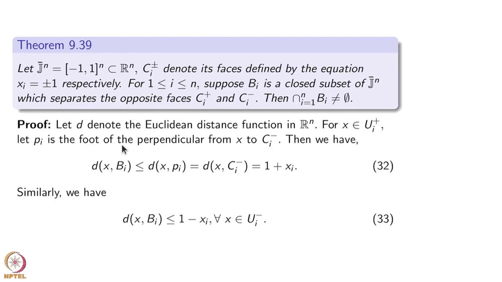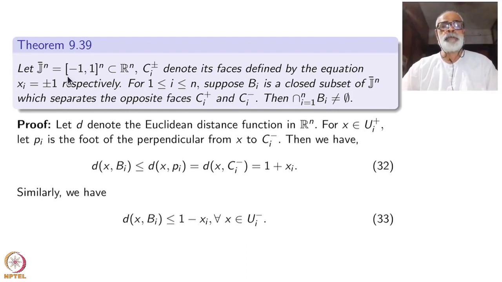The rectangular box, the interval minus 1 to plus 1 raised to n, contained inside Rn. Suppose you have Ci plus and Ci minus denote its faces defined by the equation xi equal to plus or minus 1. If n equal to 1, this is nothing but Ci minus is minus 1, and Ci plus is plus 1, that's all. If n equal to 2, there will be 4 faces, two pairs of opposite faces, right? So that's the way you have to take these faces defined by the equation, the coordinate xi equal to plus or minus 1.